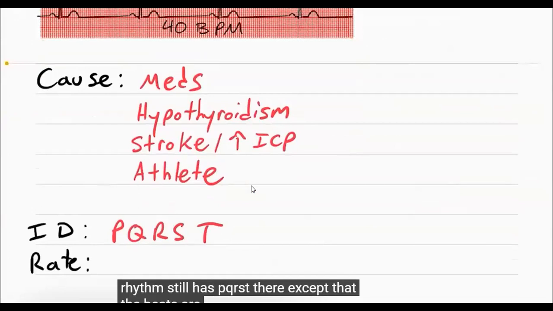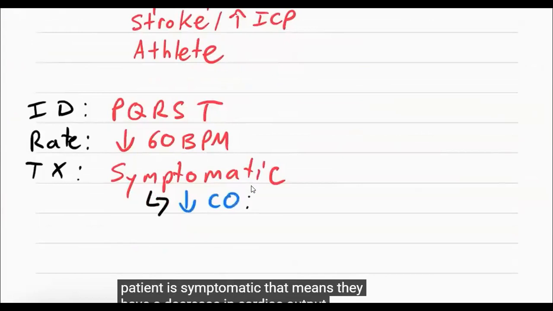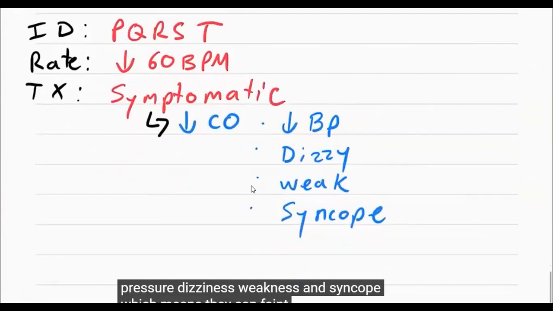Now, how you know you have to treat sinus bradycardia is if the patient is symptomatic. That means they have a decrease in cardiac output. Decrease in cardiac output means the heart isn't pumping good enough, and the patient's gonna experience low blood pressure, dizziness, weakness, and syncope, which means they can faint. If the patient is experiencing these symptoms, then we wanna give them the medication atropine.